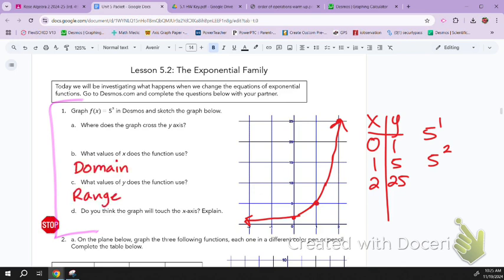Can anyone answer A, though? Where does the graph touch the y-axis? 0, 1. Good, that's our y-intercept. What is the domain for this function?